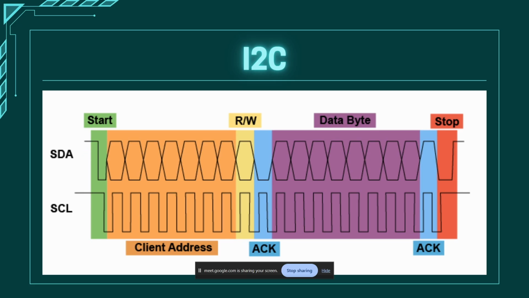It is synchronous because there exists a clock signal, and it is half duplex because there's a single data line. At a given point of time, either the master is writing to the slave or the slave is writing to the master. We have a single lane highway and the traffic can move only in one direction at a given time. That's why we call it half duplex.